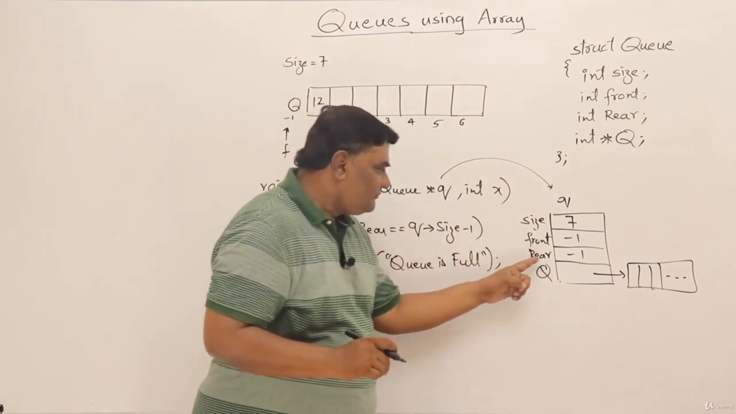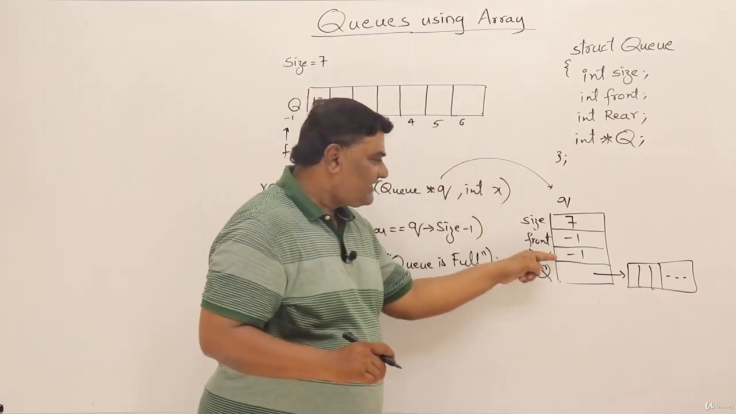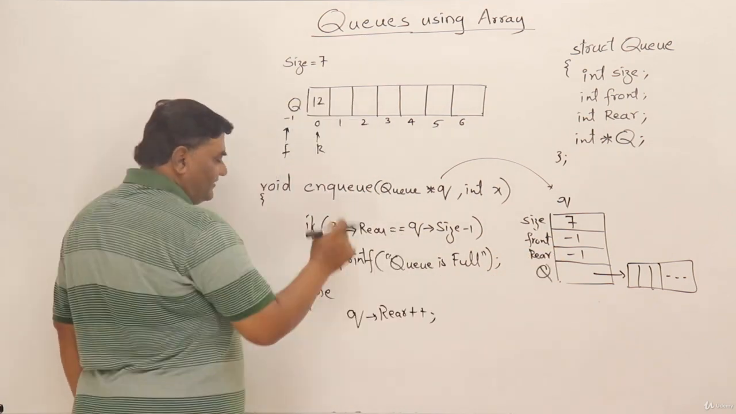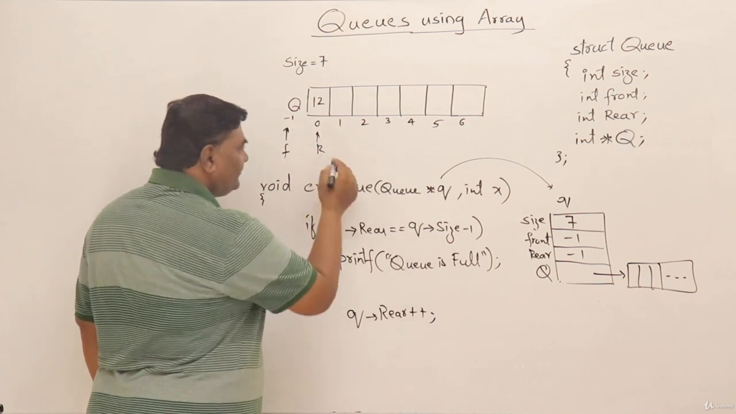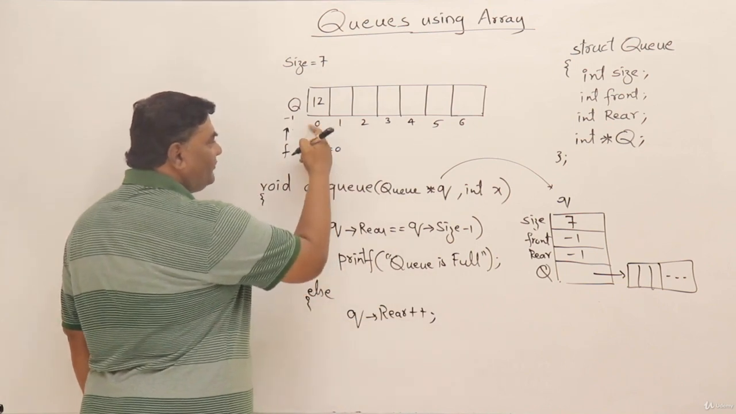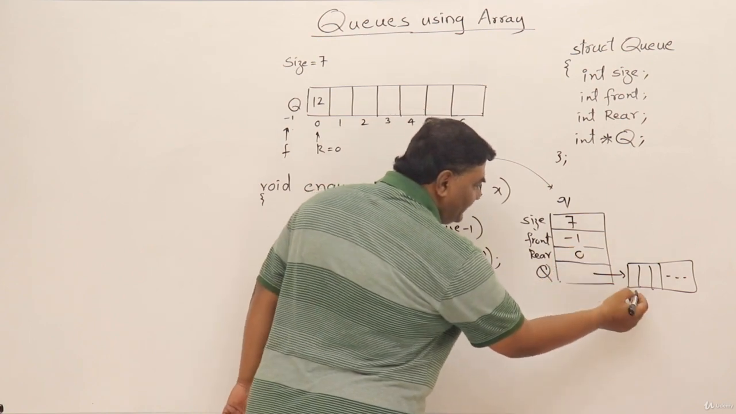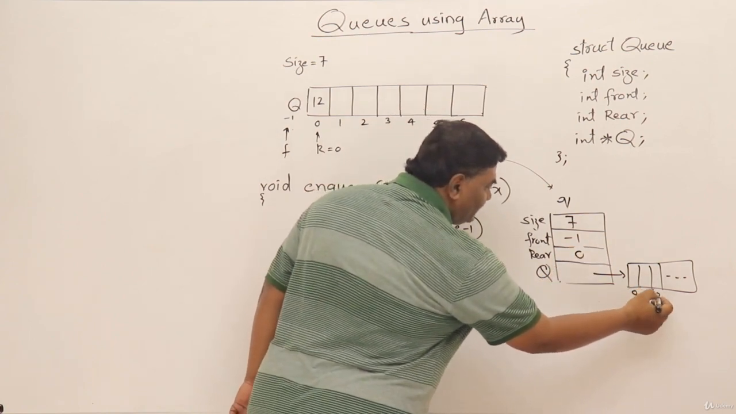So this rear I should move. So Q's rear plus plus. So Q's rear is moved. So rear becomes now 0, meaning it's pointing here. In this data structure, if you see, it is 0. So it means it's pointing to index 0, right?